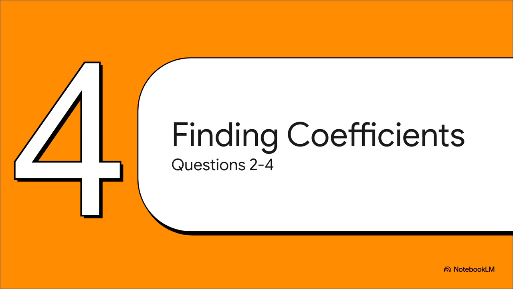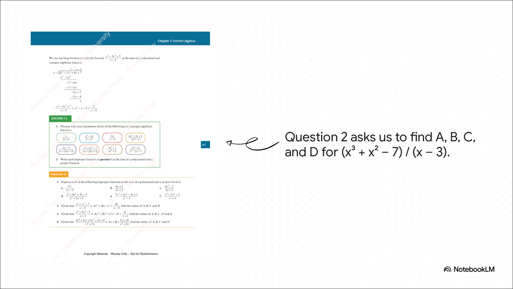Awesome. So now you've got the core technique down pat, let's switch gears just a little bit. The next few questions use the exact same skill, but they frame the problem a bit differently. This time, they want us to find these mystery coefficients, the a, b, and c values. So check this out. For question 2, they basically give us a template for the answer.